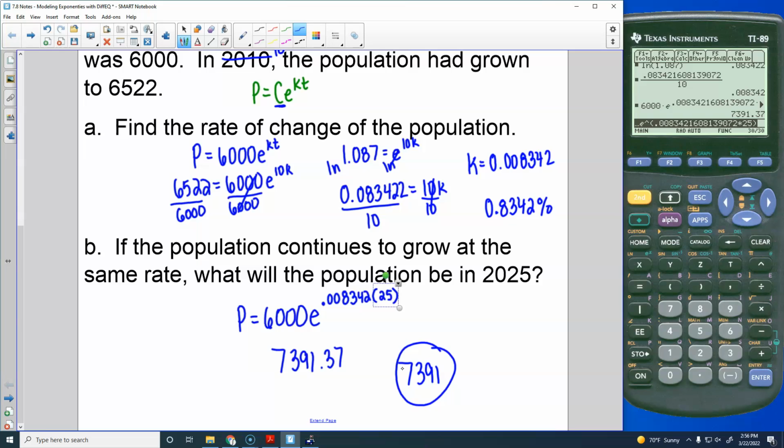I don't know what they do. A lot of problems will tell you to round to the nearest whole number. I don't know what they do if you don't round it, like if your answer is 7,391.37. I feel like they should still give you that point, but I don't know for sure what they do. That'd be mean. They don't give you the point.